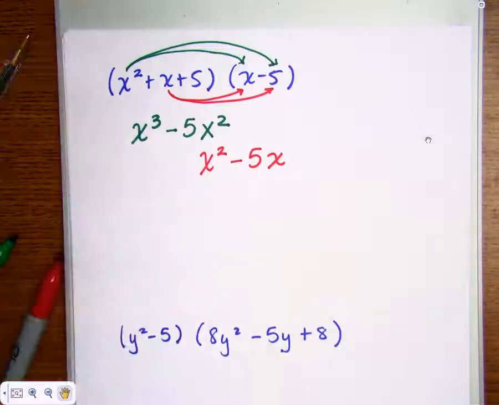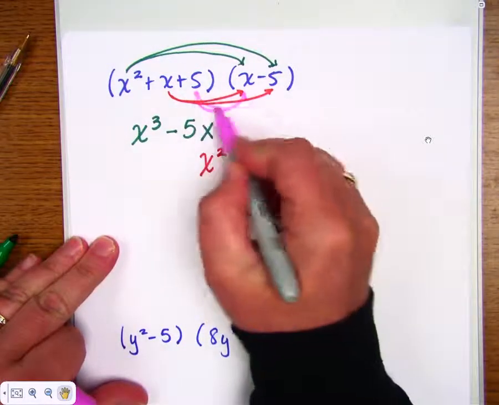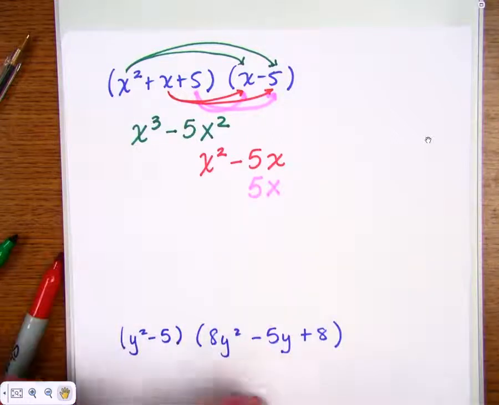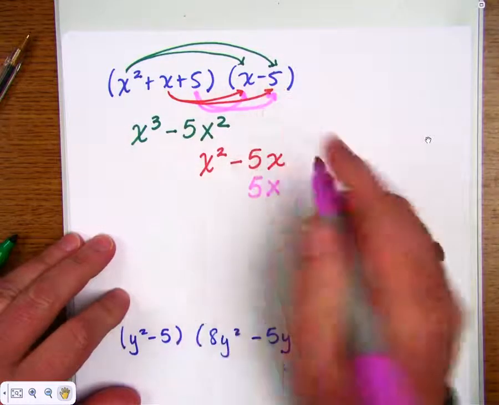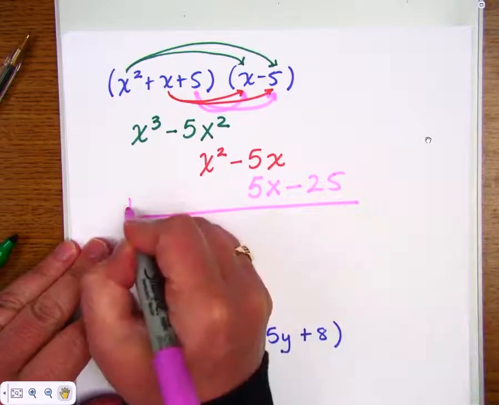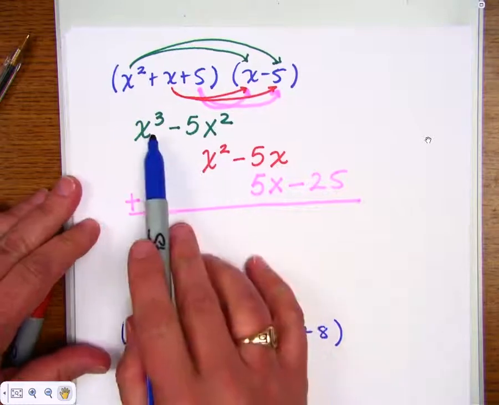And then the last time I repeat the process with my 5 here. 5 times x, 5x. I'm going to line those up. 5 times negative 5 minus 25. And now when they're lined up like this, I can just add them, right? Remember, I lined them up so that I can just add like terms.